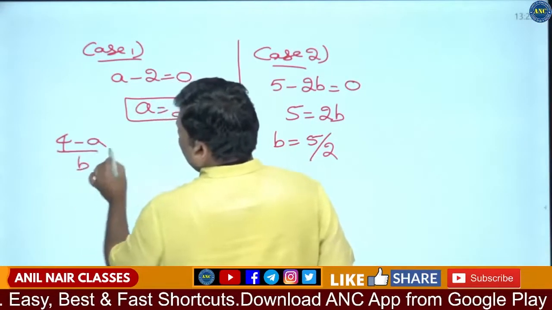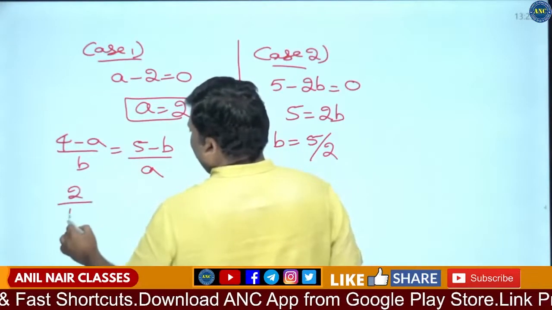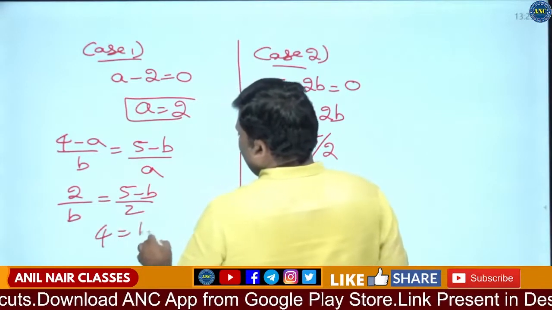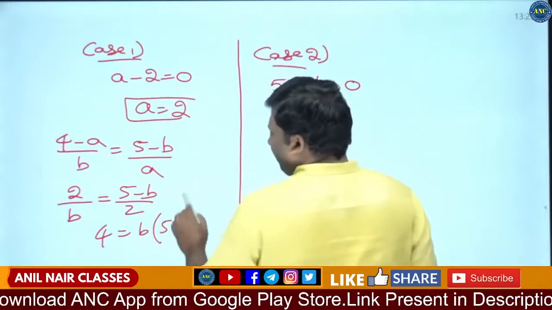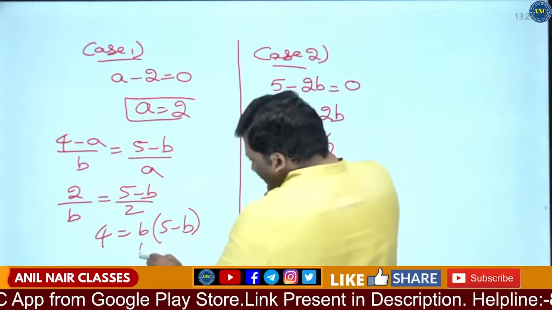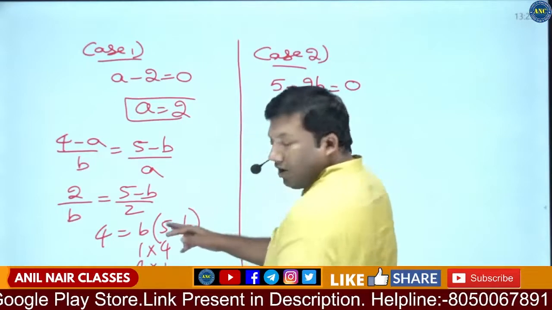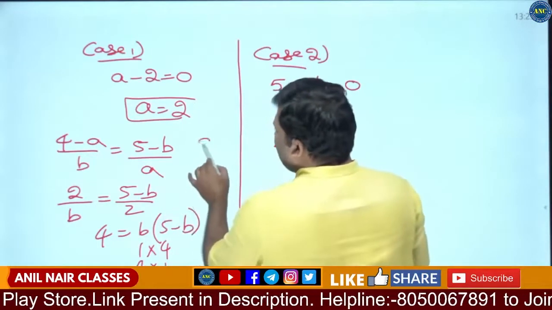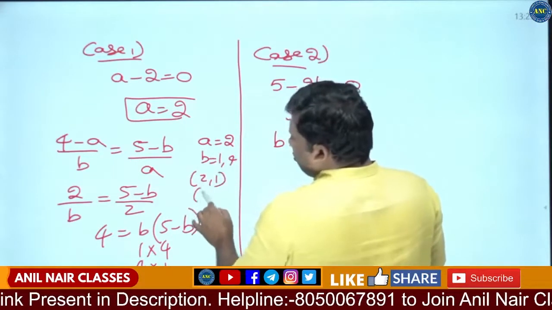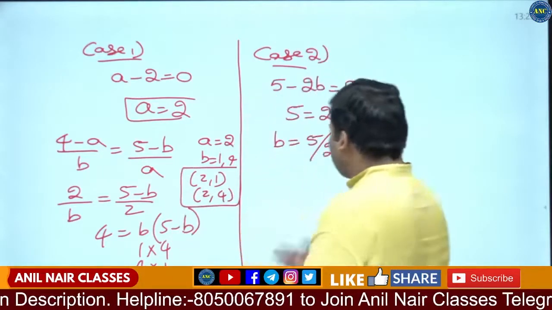4 minus a by b is equivalent to 5 minus b by a. 4 minus 2, 2 by b is equivalent to 5 minus b by 2. So 4 is equivalent to b into 5 minus b. I hope it is clear. So it is 1 into 4 or 4 into 1. b is 1, 5 minus 1 is 4. That means if a is 2, b can be 1 or 4. 2 comma 1, 2 comma 4. I hope the idea is clear.